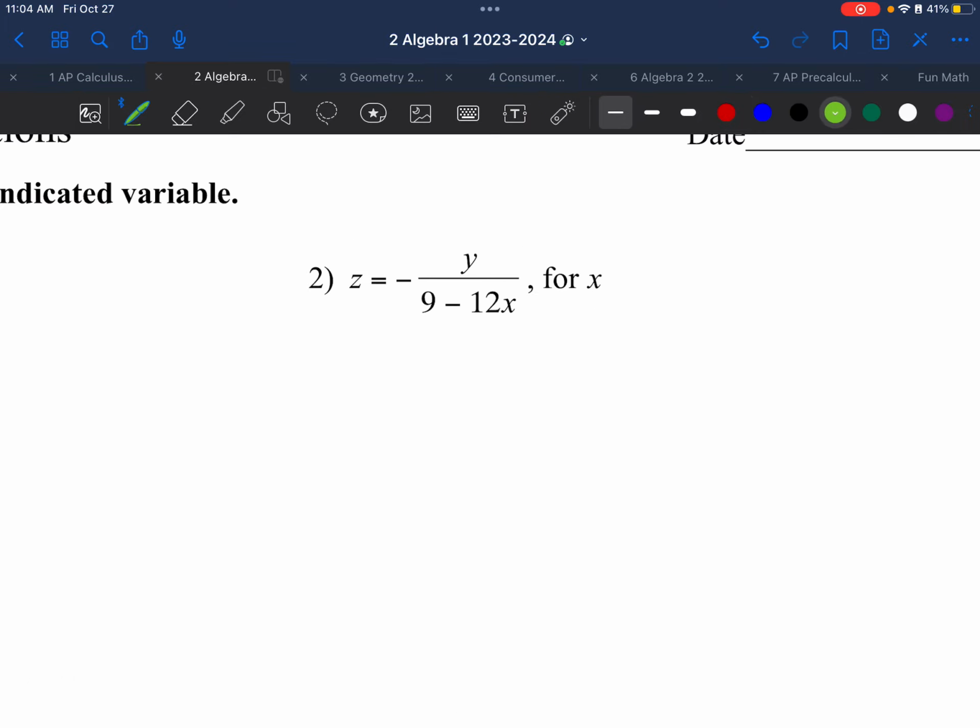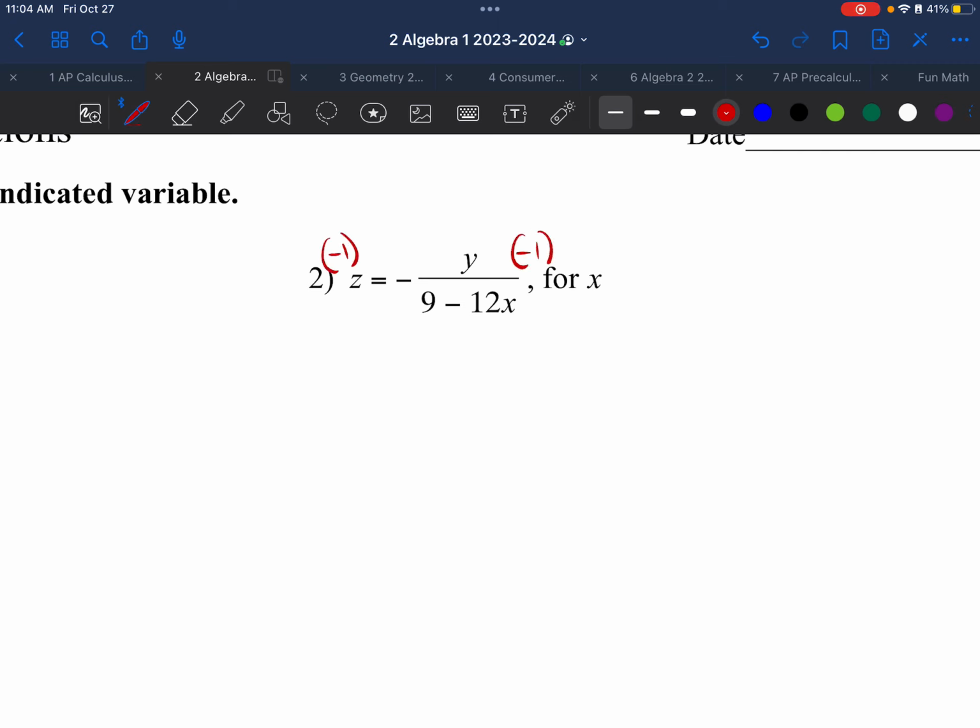How about number 2? Number 2, we're trying to solve for x. We only have one x, and unfortunately, it's on the bottom of the fraction. So the very first thing I'm going to do is probably get rid of this negative, and then I'll probably flip the fraction. So let's get rid of the negative. I'm going to multiply the entire right side by -1. Multiply by -1 on the right, multiply by -1 on the left.